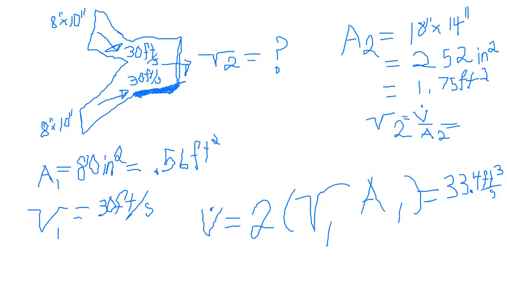Exactly. Oh man, it's right there. The 33.4 about. There it is. Thank you. Now, check your units. You got cubic feet per second. V dot is cubic feet per second. There you go.